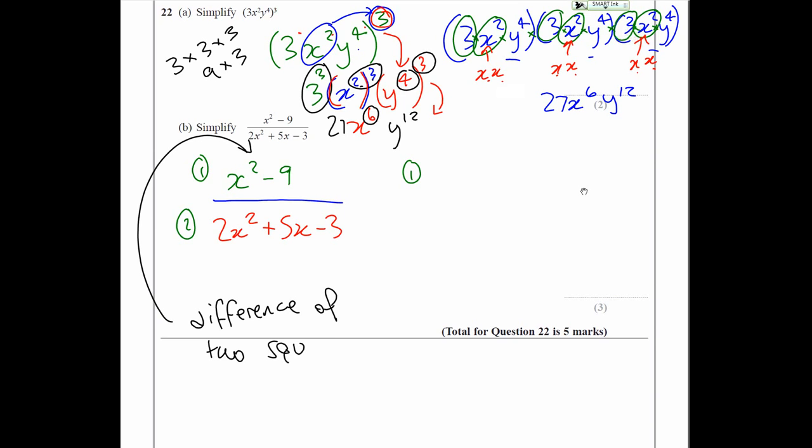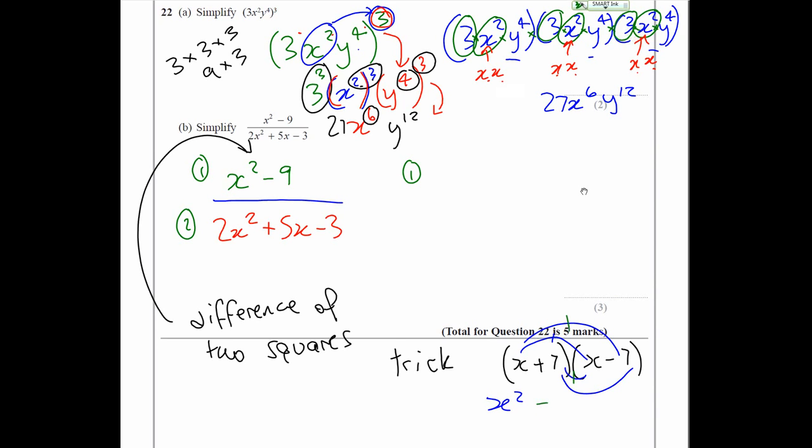You might have been taught this, you might not have seen it before, but basically it's a trick. If you have x plus a number, let's say 7, and x take away a number, say 7 again, when we actually expand this double bracket, what we get is x squared. We get a plus 7x, but we also get a minus 7x. And then we get 7 times 7, 49, and it's a minus. This stuff in the middle, 7x minus 7x, disappears.